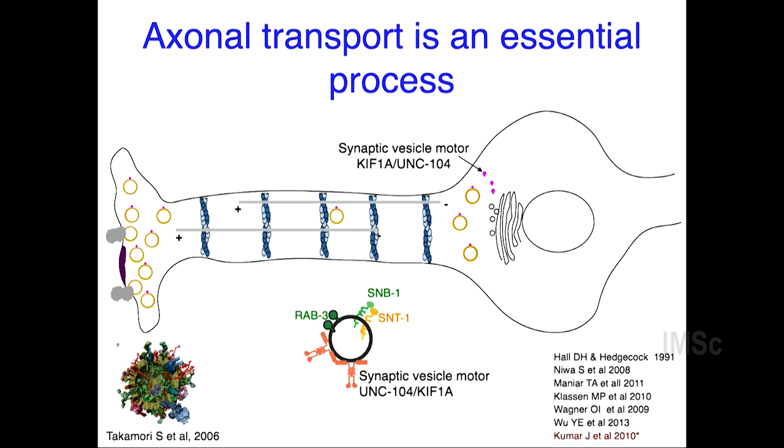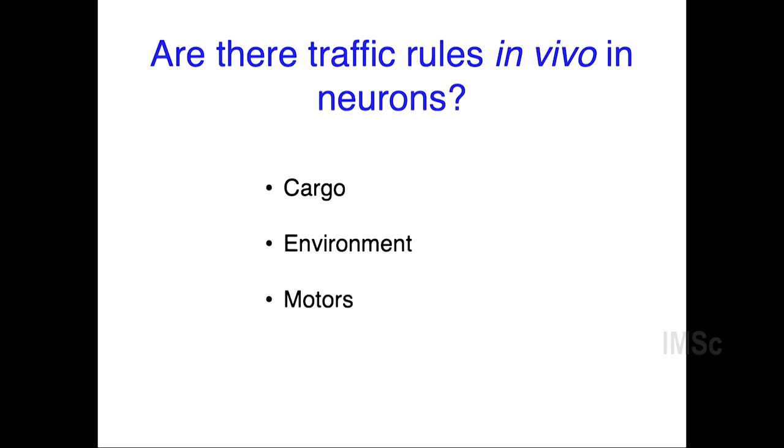So the very simple question, if you're interested in any aspect of this problem, if you talk to the general public, would be: are there traffic rules in neurons? The three pieces of the puzzle that I introduced were the cargo, that is what is moving; the environment, which is the axon, which has all of those cellular roads, which are microtubules as an array; and the motors, which is the engine which moves things.